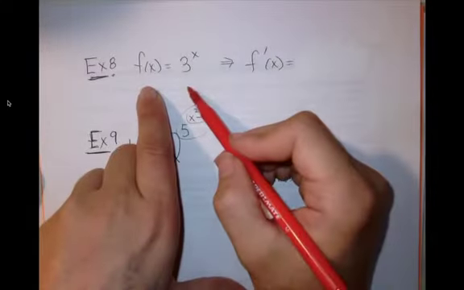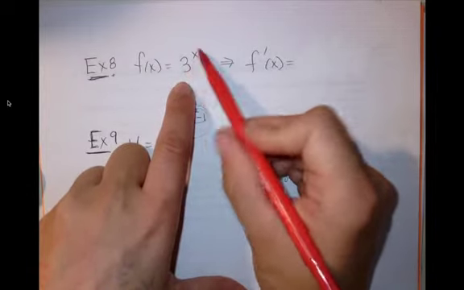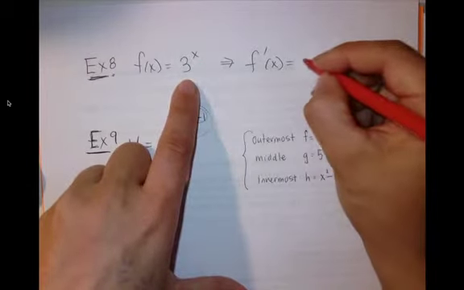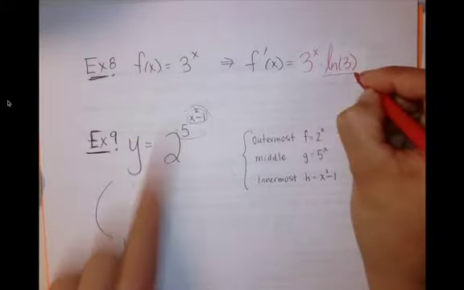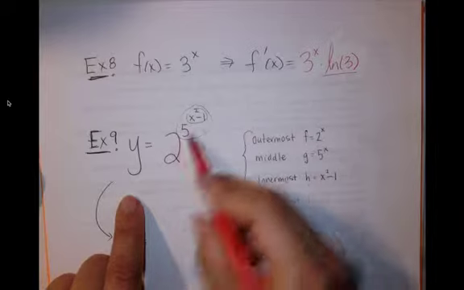I'm just going to do a quick couple examples. So here I have an exponential function with base 3. The derivative is just going to be 3 to the x times ln of 3. And like I said, this is just a number.